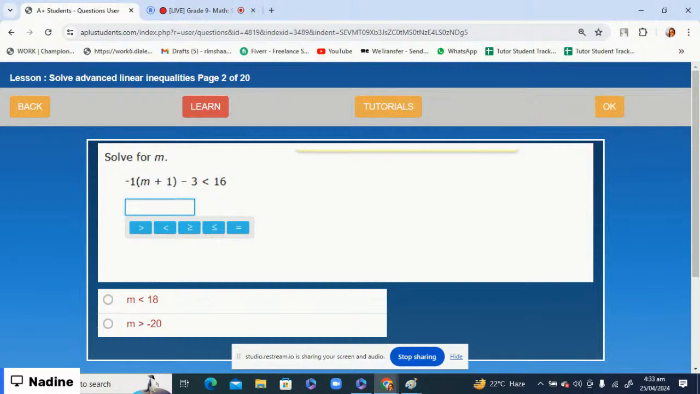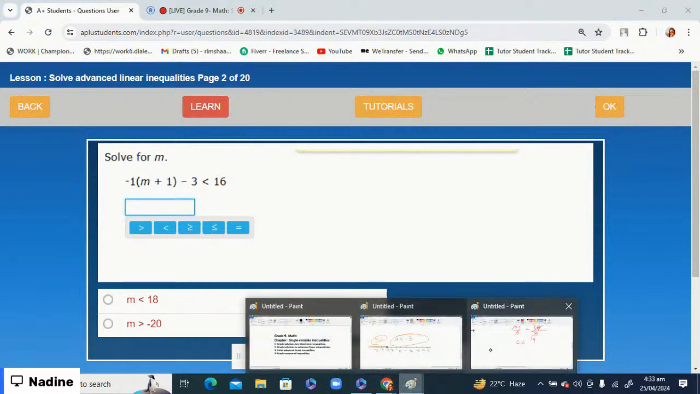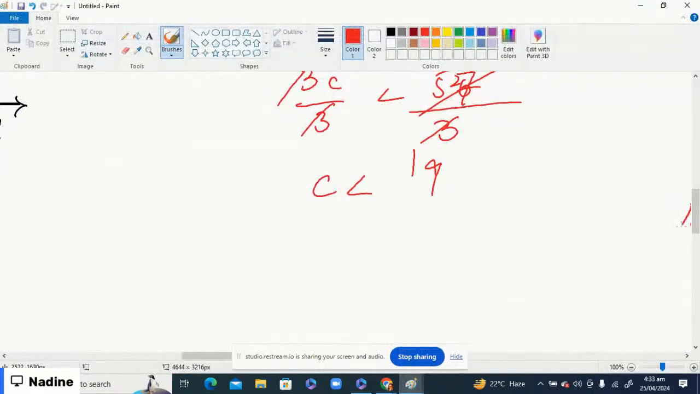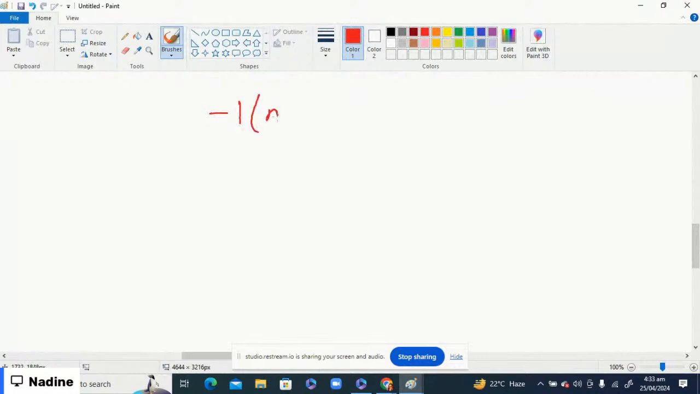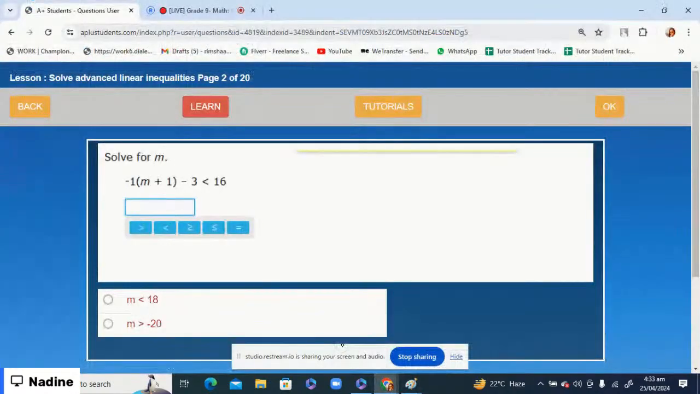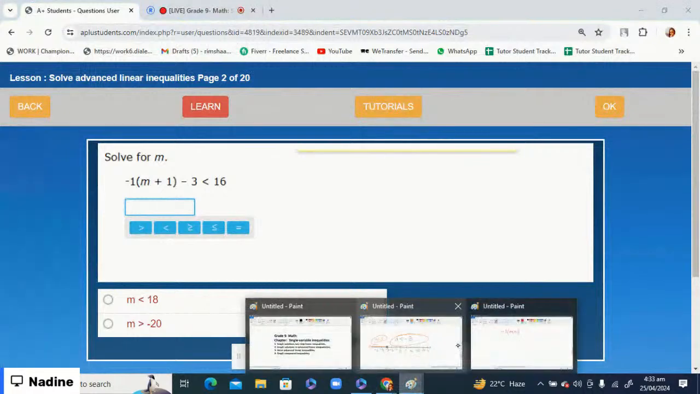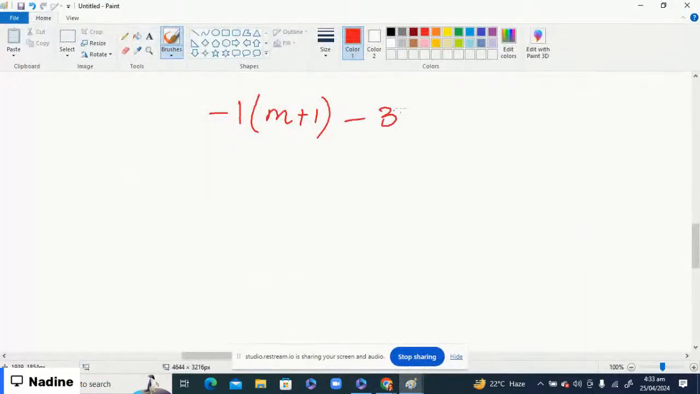So minus 1 into m plus 1. Solve one more question, okay? Minus 3 less than 16. So you guys solve this question. You have 1 minute.